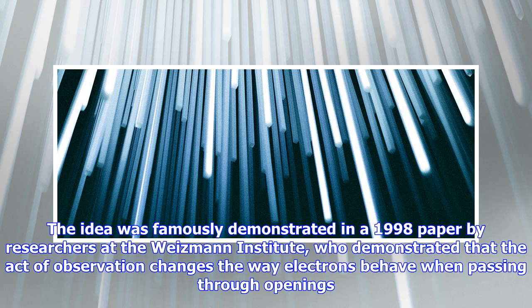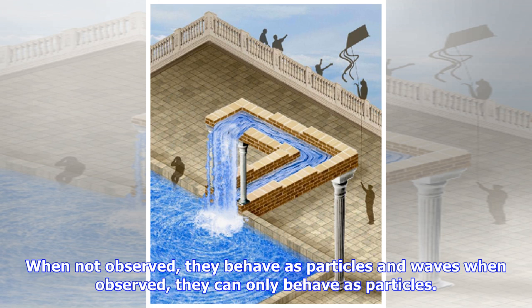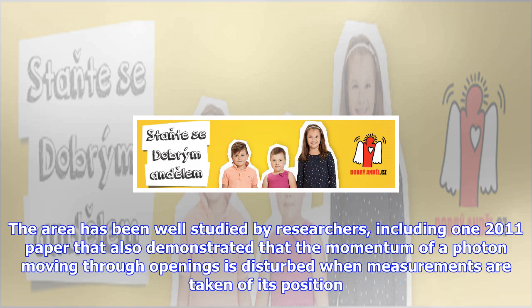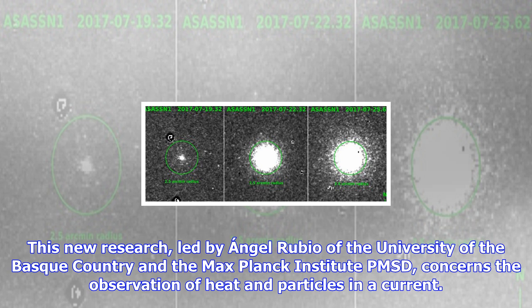The idea was famously demonstrated in a 1998 paper by researchers at the Weizmann Institute, who demonstrated that the act of observation changes the way electrons behave when passing through openings. When not observed, they behave as particles and waves. When observed, they can only behave as particles. The area has been well studied by researchers, including one 2011 paper that also demonstrated that the momentum of a photon moving through openings is disturbed when measurements are taken of its position.